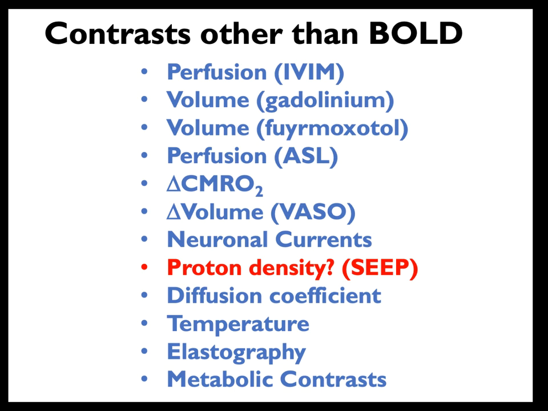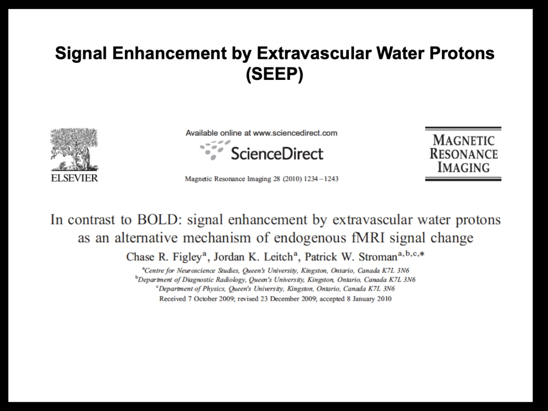So this one's kind of a weird contrast: proton density, or what's called SEEP. It has an interesting history in the sense that it was pretty much discovered by one researcher, a very good researcher who does spinal cord research. He realized he couldn't see much with BOLD contrast, but then he realized if he made his TE really short, he still saw some signal. And he found it to be really robust.